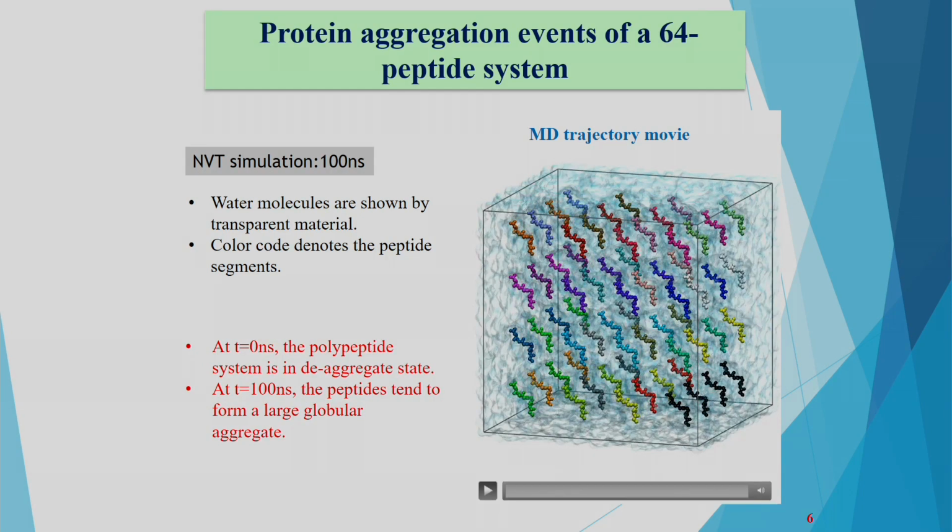All right. So, these are the protein aggregation events of a 64 peptide system over 100 nanoseconds, and the water molecules are shown by the transparent material. This cubic box is filled with water, and of course sodium chloride or some salt has been added, and the color code denotes the peptide segments. At t equal to 0 nanosecond, that is at the beginning of the simulation, the polypeptide system is in the deaggregated state. There is no aggregation, they are not touching each other, they are all maintaining a distance.